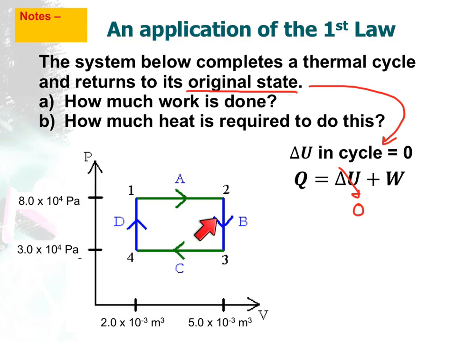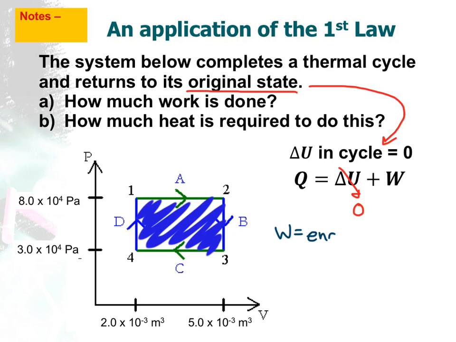All right, I just told you I can actually figure out the amount of work that this does in one cycle by figuring out the area of this enclosed area. So the amount of work that's done in an entire cycle is equal to this enclosed area. Now, if you're not convinced of that, let's quickly go through it.